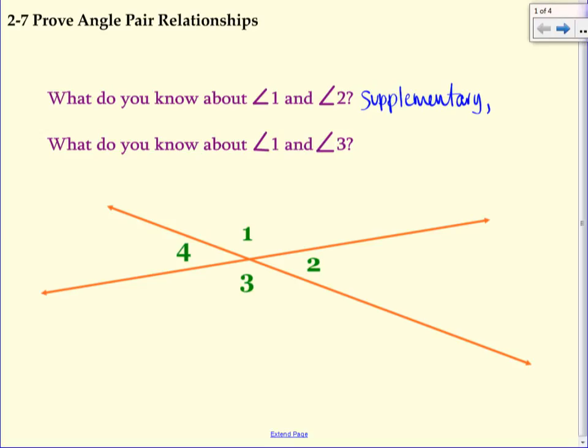Okay, what else do we know about them? Any other vocab words you remember? They're adjacent to each other. They're also a linear pair. Mm-hmm. Vertical angles. Mm-hmm.